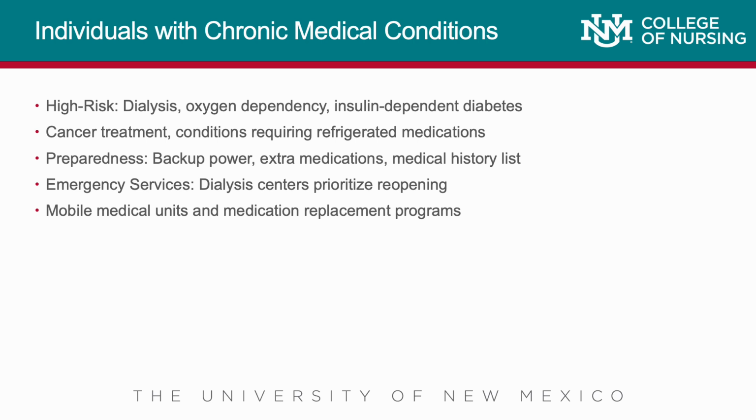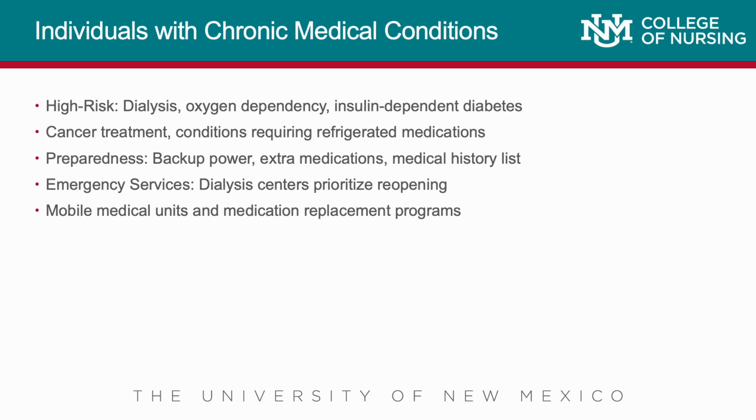Those with chronic conditions face life-threatening risk when care is disrupted. High-risk conditions include dialysis-dependent kidney disease, oxygen-dependent respiratory conditions, and insulin-dependent diabetes. Preparedness requires backup power, extra medication, and a written medical history. Nurses play a critical role in helping these patients develop specific disaster plans.